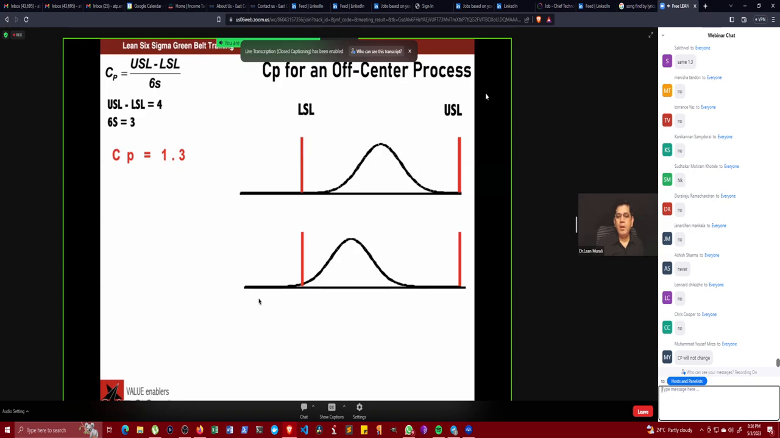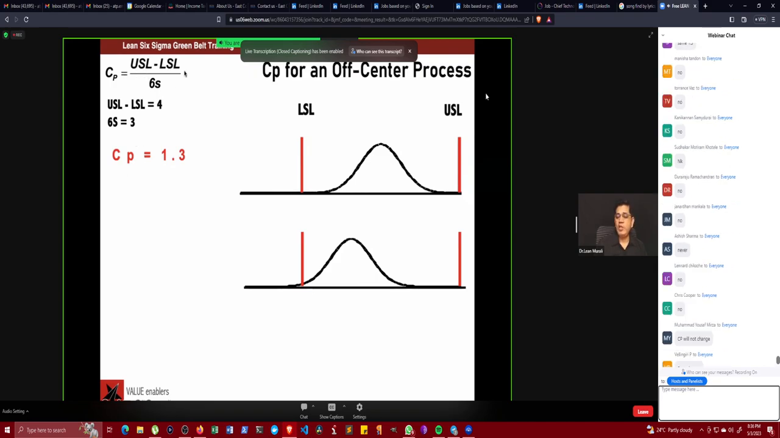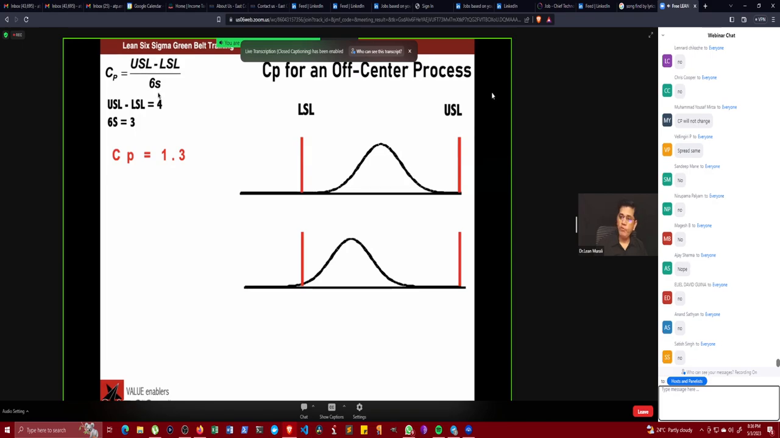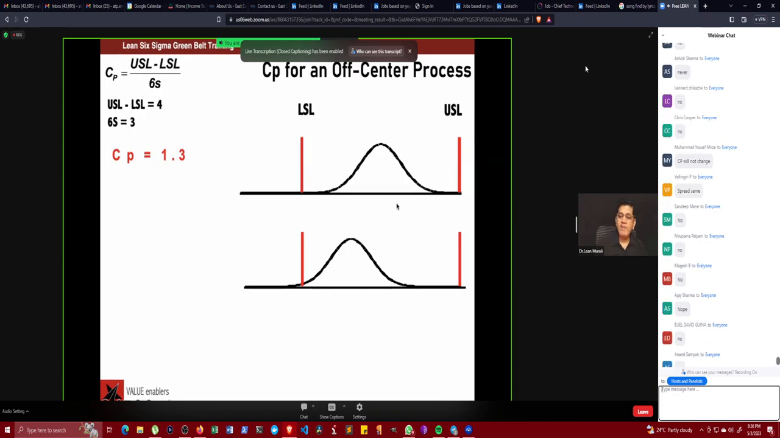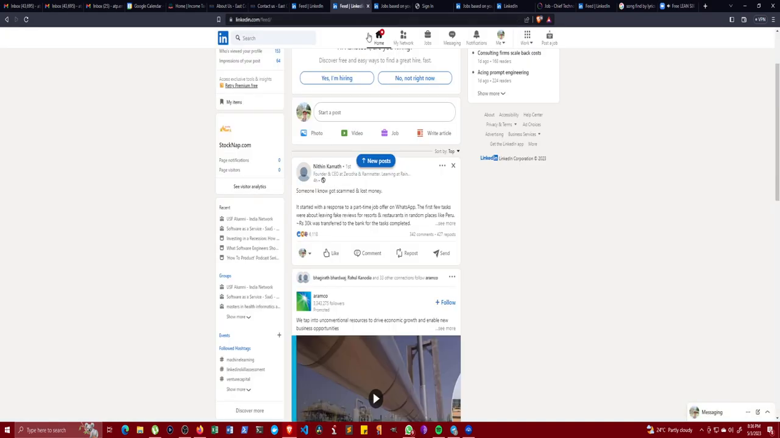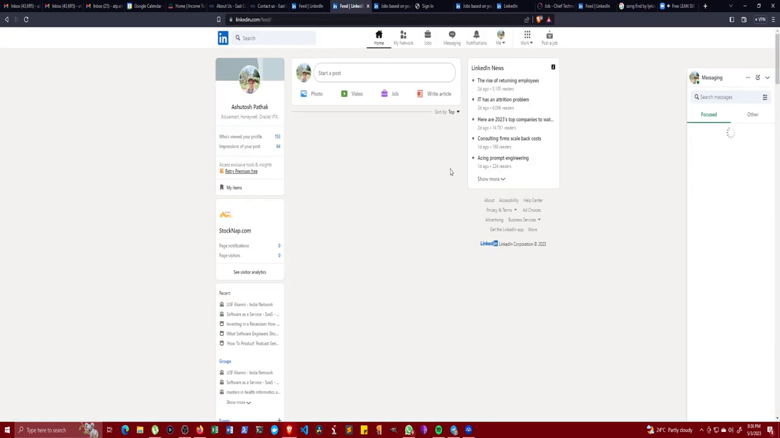CP does not depend on the average. Do you find average in this formula? You find lower specification limit, you find upper specification limit, you find standard deviation. But not the average. So CP does not consider the average.